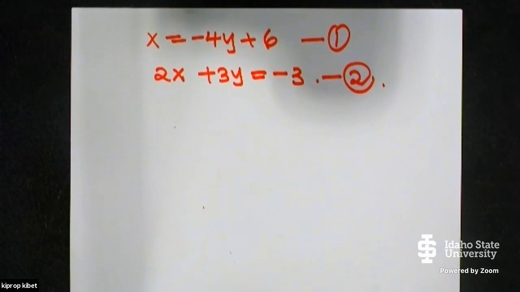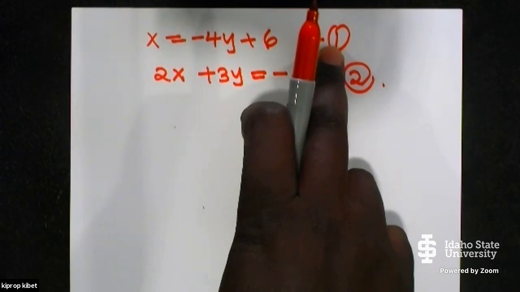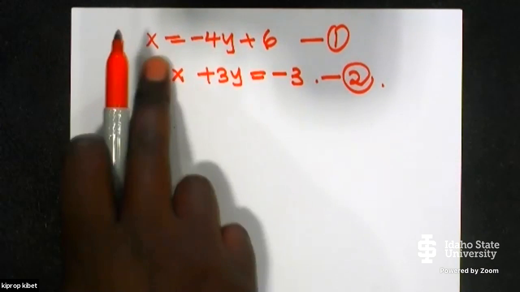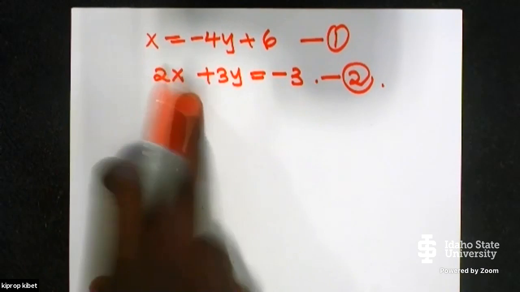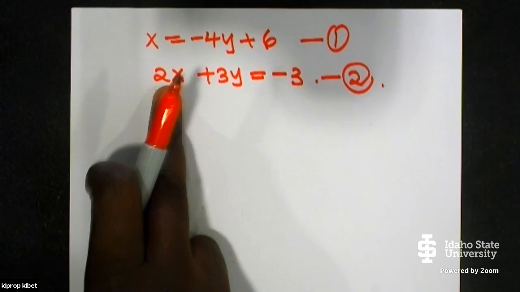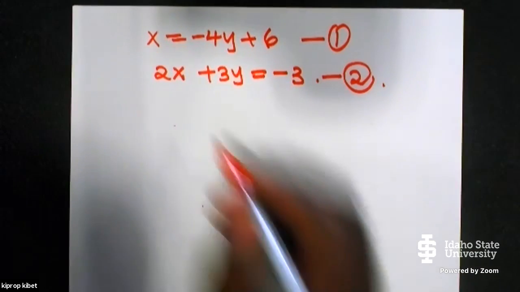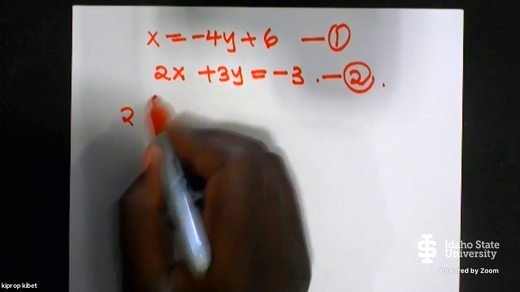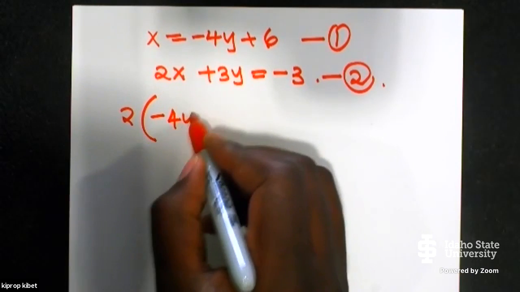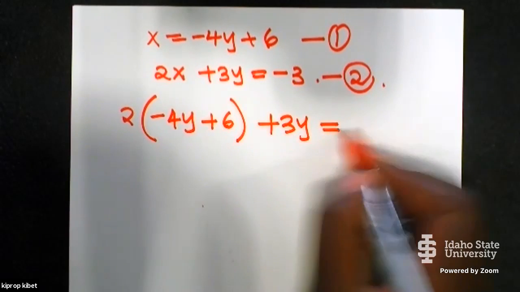So for the substitution, you use equation number 1. You take equation number 1 to equation number 2. That means you substitute the value of x in equation number 2 here. So where there is x in equation number 2, you put minus 4y plus 6. So here it will now be 2 times minus 4y plus 6, plus 3y equals to minus 3.